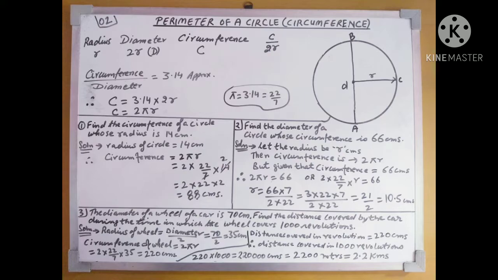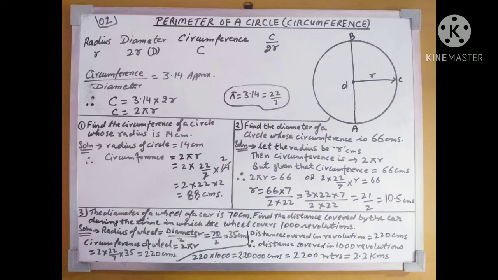And another important thing is, unless stated, you will always take the value of pi as 22 by 7. Right? In some questions, you will find that 3.14 can also be taken, but unless it is given in the question that take pi is equal to 3.14, you will always take pi is equal to 22 by 7 while calculating the sums.